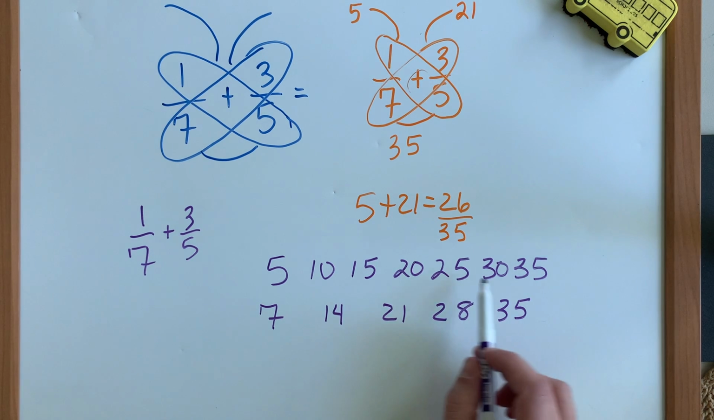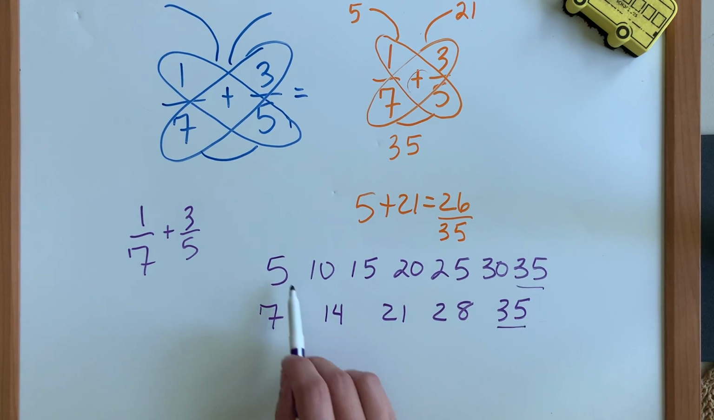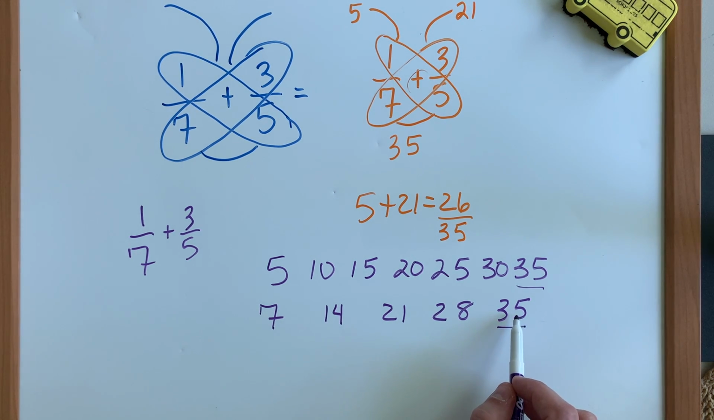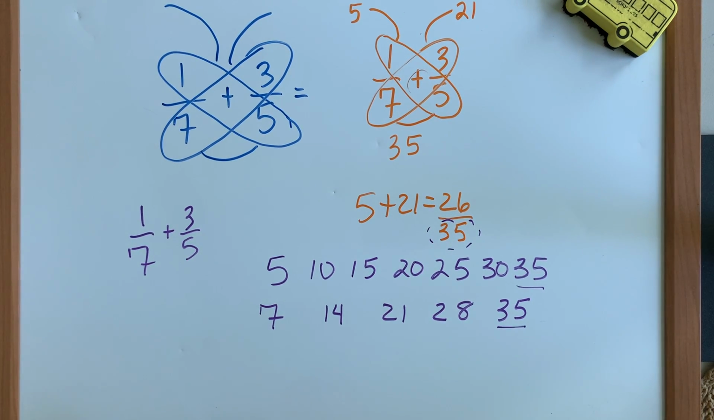Go ahead and take a look here in this list, and what you'll see is that the first time there's a number that's common is 35. This is the first number that shows up in both of the skip counts. That's going to be our new denominator. Looks familiar. We're on a good track.